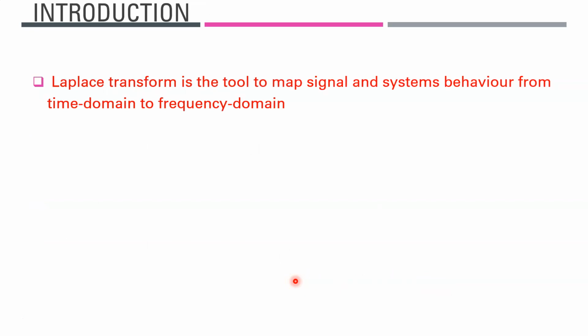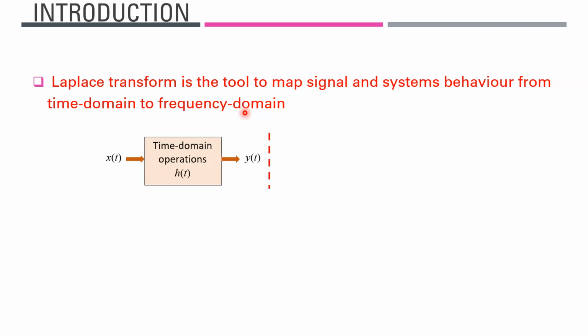The Laplace transform is a tool that is used to map the signal and system's behavior from the time domain to the frequency domain. The time domain is the t domain that we always see in our study before. Now we will look into the frequency domain, which is the s domain, starting from this chapter.